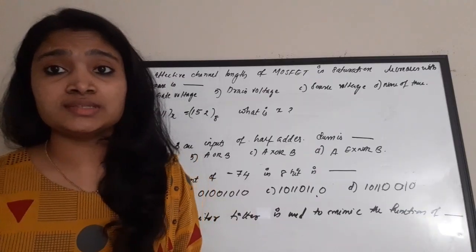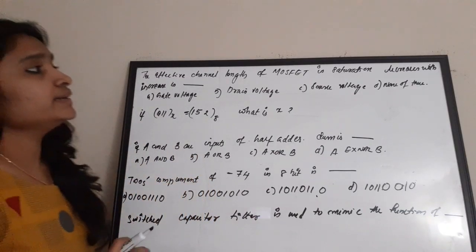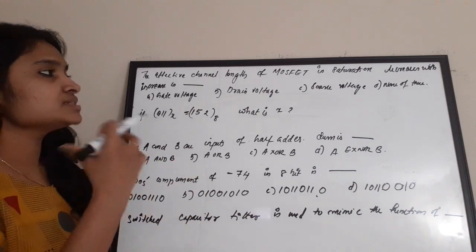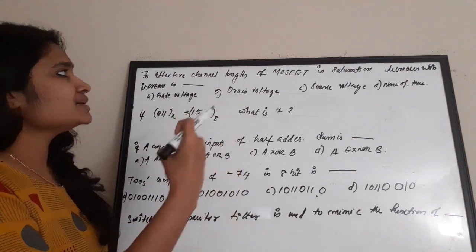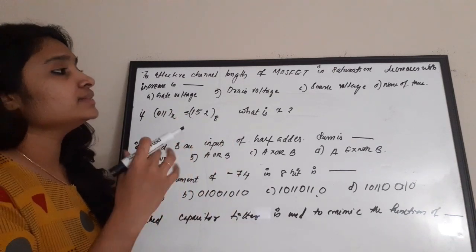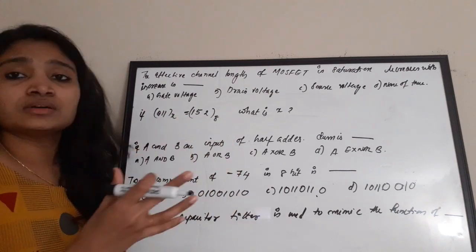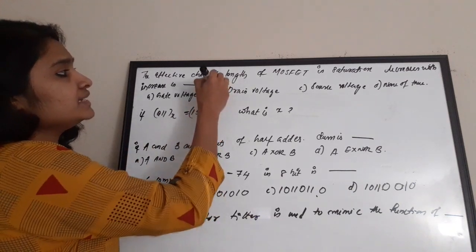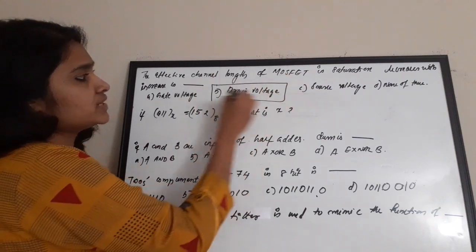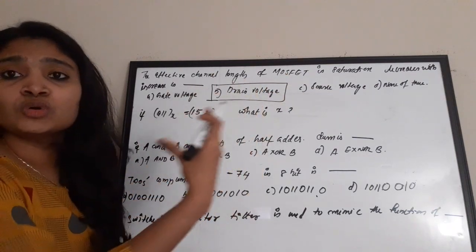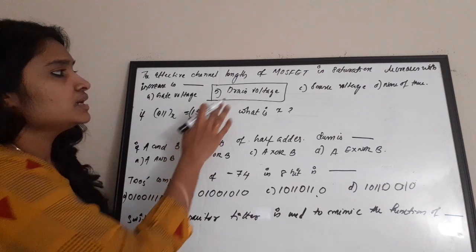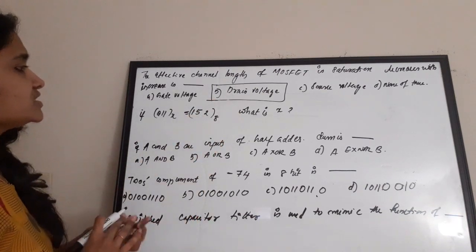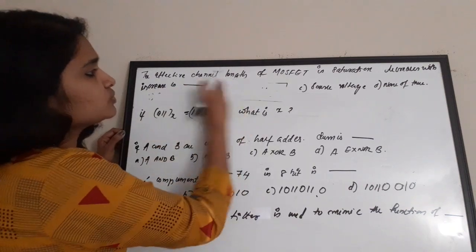The next question is this. The effective channel length of a MOSFET in saturation decreases with increase in dash. Okay, so the channel will get pinched off towards the drain, and the effective channel length will get decreased due to the increase in drain voltage. That is why the channel is getting pinched off more towards the drain region. So the correct answer is option B, which is drain voltage. Moving on to the next question. Let me just remove this.